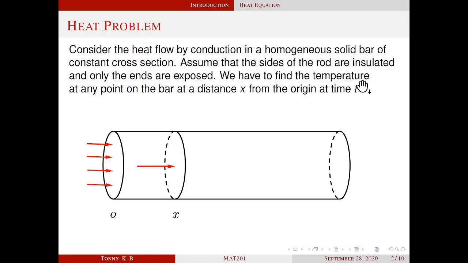Assume that the sides of the rod are insulated. That means the lateral surfaces are insulated and only the two ends are exposed. We have to find the temperature at any point on the bar at a distance x from the origin at time t. This is our source, so we treat this as our origin. This distance is x, the distance from the origin, at any time t.